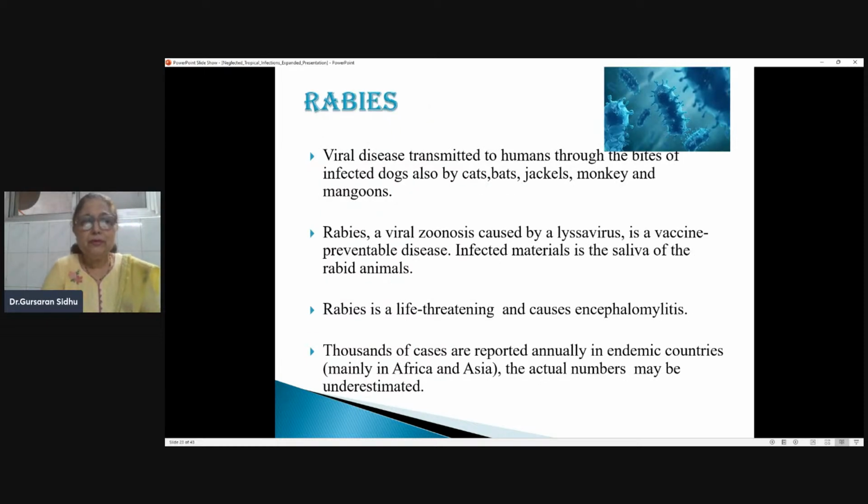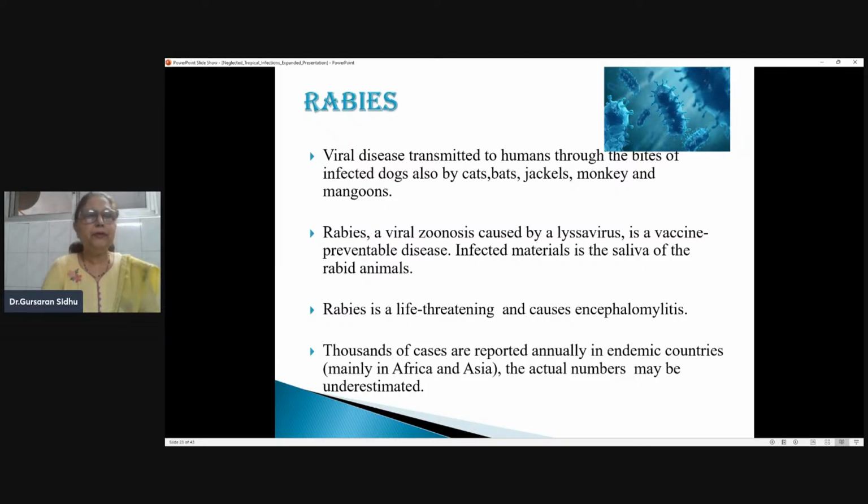Well, rabies, I was just talking about rabies. This is a viral disease transmitted to humans through the bites of infected dogs, cats, bats, jackals, monkeys, and mongoose. It's a viral zoonosis caused by Lyssavirus. The good thing about it is that it's a vaccine preventable disease, and the infected material is the saliva of the rabid animals.